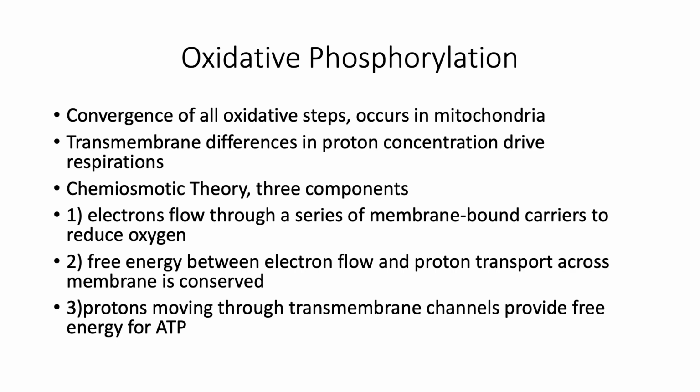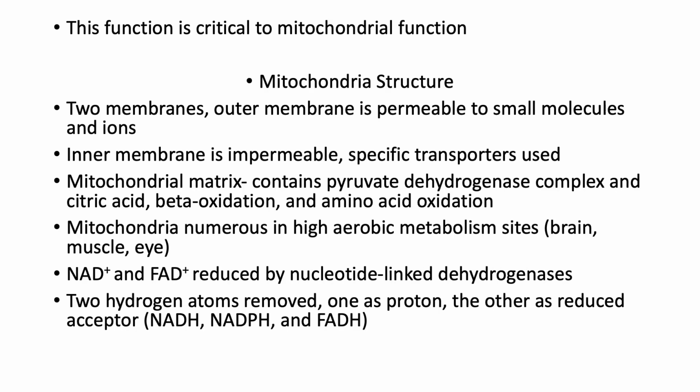There are transmembrane differences in proton concentration which drive the respiratory process, and there are three components to the chemiosmotic theory. One is that electrons flow through a series of membrane-bound carriers to reduce oxygen. Second, free energy between the electron flow and proton transport across the membrane is conserved. And third, protons move through transmembrane channels and provide free energy for ATP. This function is critical to mitochondrial function.